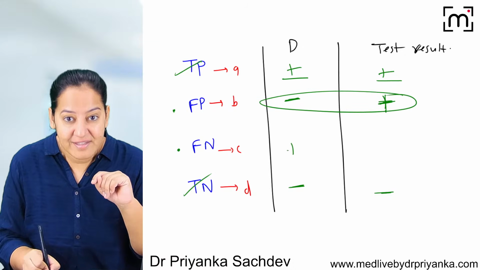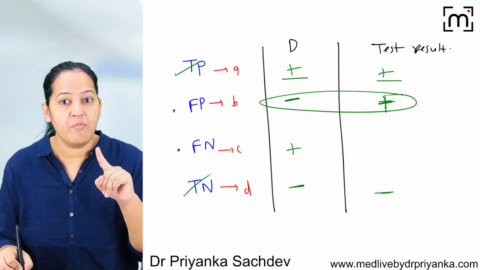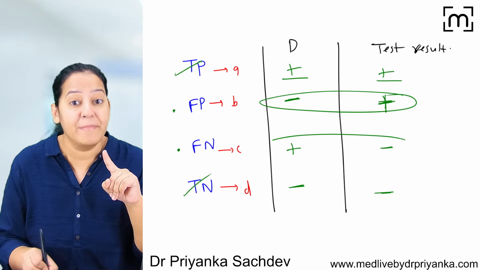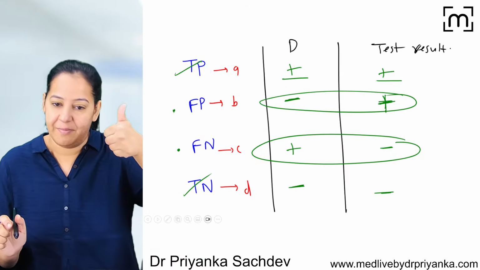And here they have the disease. So ideally, the test result should be positive, but it's not. Instead of positive, it's negative. By mistake, it's negative. That's why false negative. So I hope you all got it. Give me a thumbs up if you all got it.